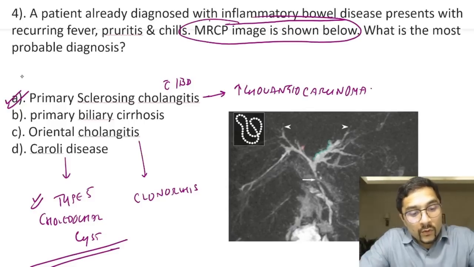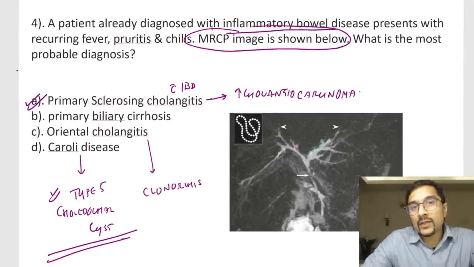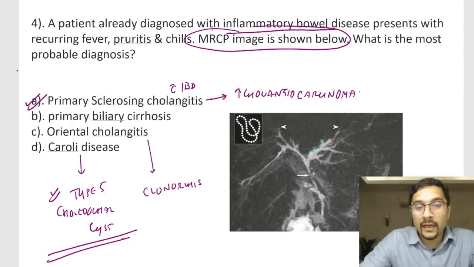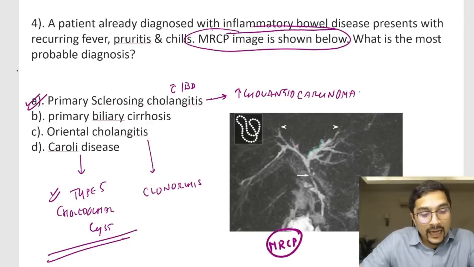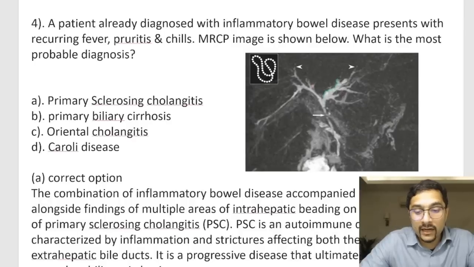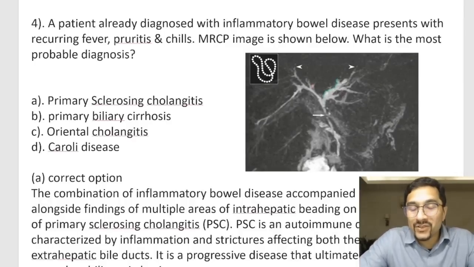Now, you should also know in these patients that this primary sclerosing cholangitis can give rise to cholangiocarcinomas, and that also we will pick up by MRCP. This image is of MRCP, which is magnetic resonance cholangiopancreatography, and later on in this discussion I will cover with you what are the indications of MRCP and ERCP.